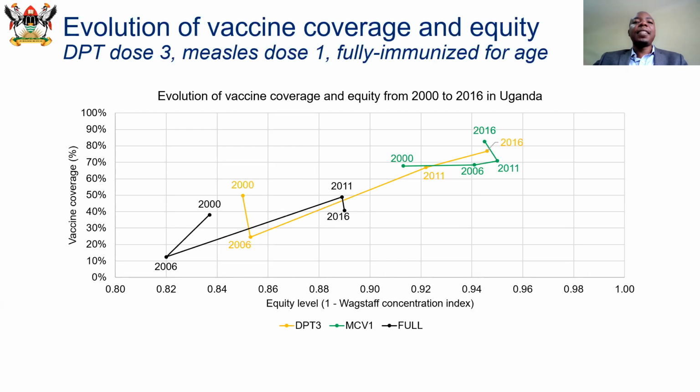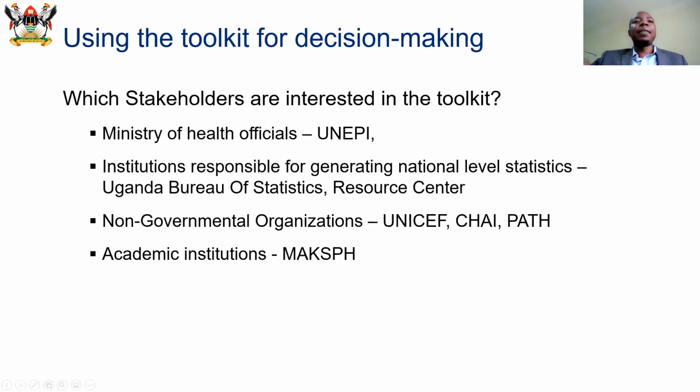We also seem to see a similar picture of variations for full immunized status, as well as the DPT3. So we just want to highlight that gradual change over time and how equity and coverage actually indeed do change over the years, and how immunization policies actually do affect these concurrently.